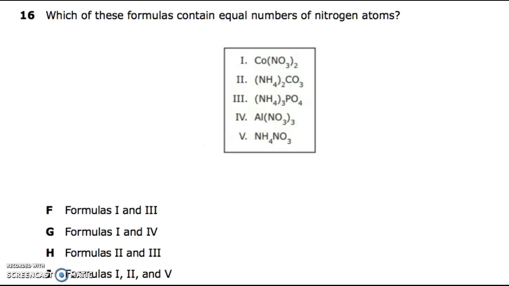Number 16, you're looking for nitrogen equals N. Which of these formulas contain equal number of nitrogen atoms? Your choices: 1, 2, 3, 4, and 5. Your answer choices: F, formulas 1 and 3; G, formulas 1 and 4; H, formulas 2 and 3; and J, formulas 1, 2, and 5.